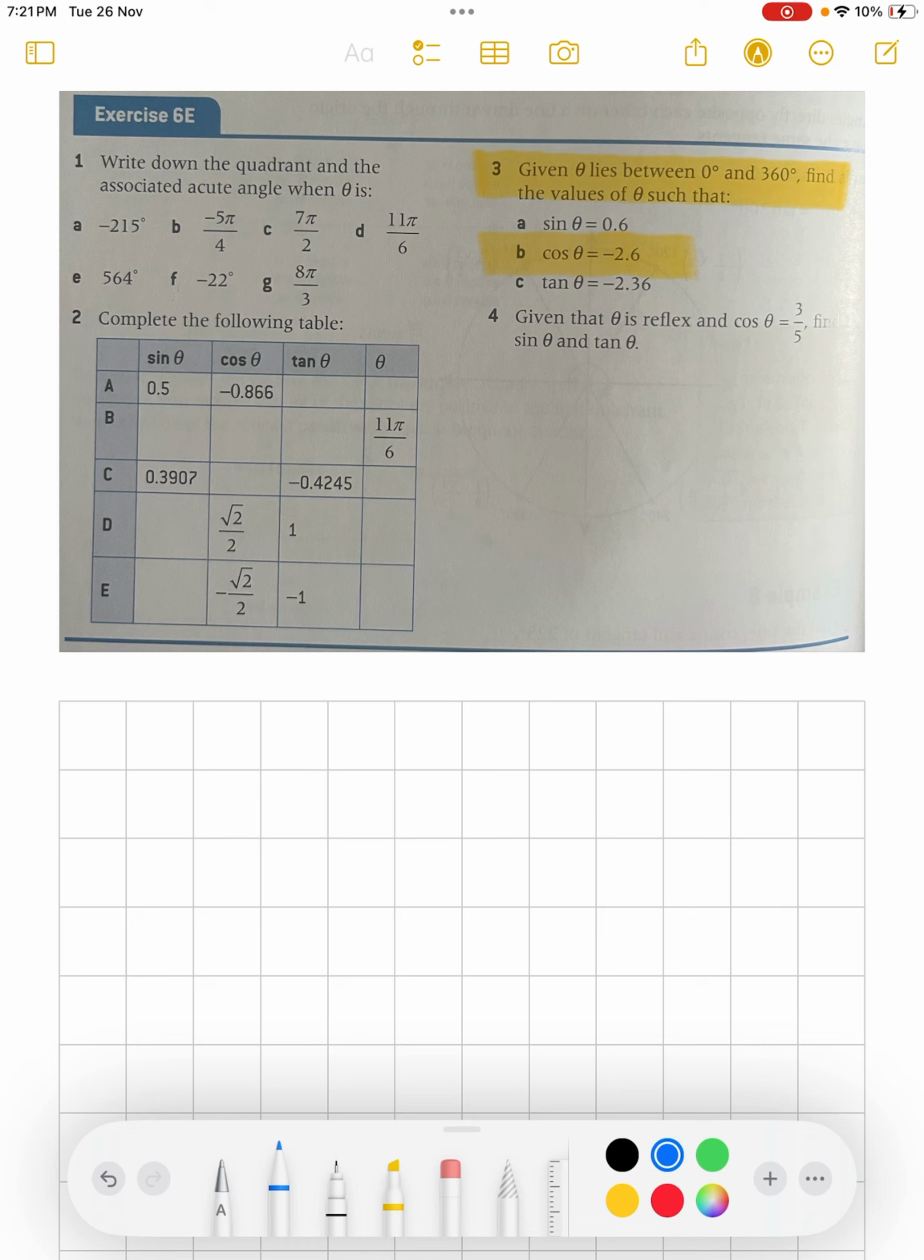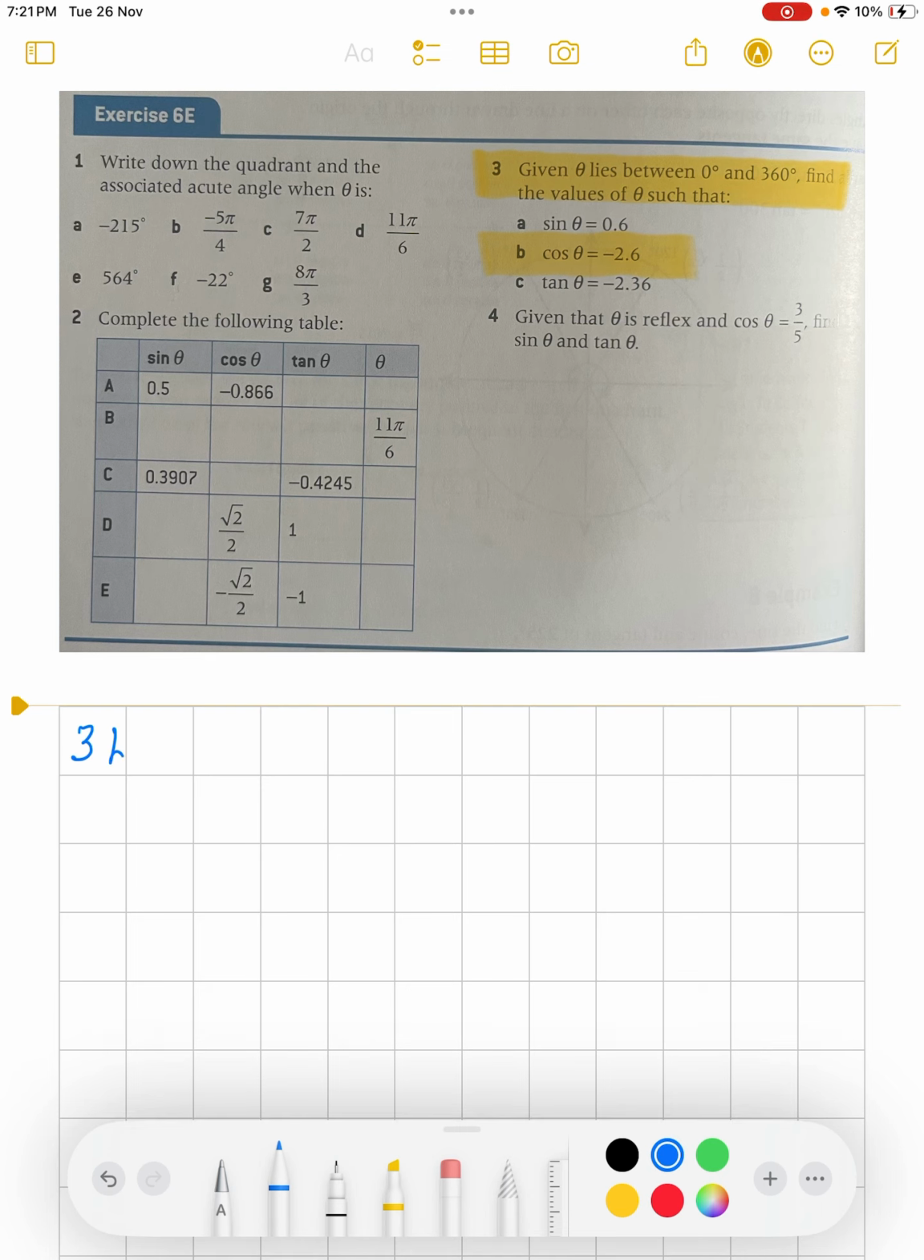Well, thank you for joining me on exercise 6E. I'm going to be looking at question 3, part B.